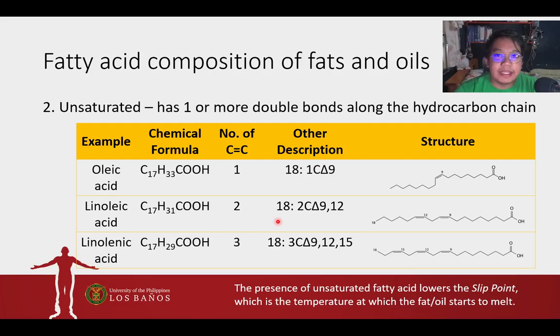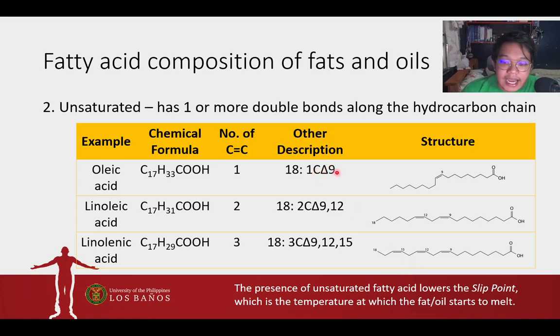Instead of delta, we use omega. By omega, we start counting from the end of the fatty acid chain. For example, in our linolenic acid, it can be named as omega 3, 6, and 9. Because here you start counting 1, 2, 3, so omega 3. 4, 5, 6, omega 6. 7, 8, 9, so omega 9.